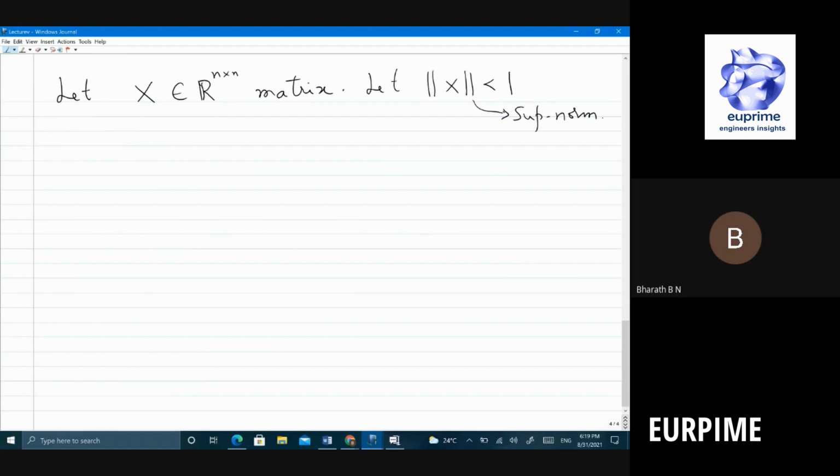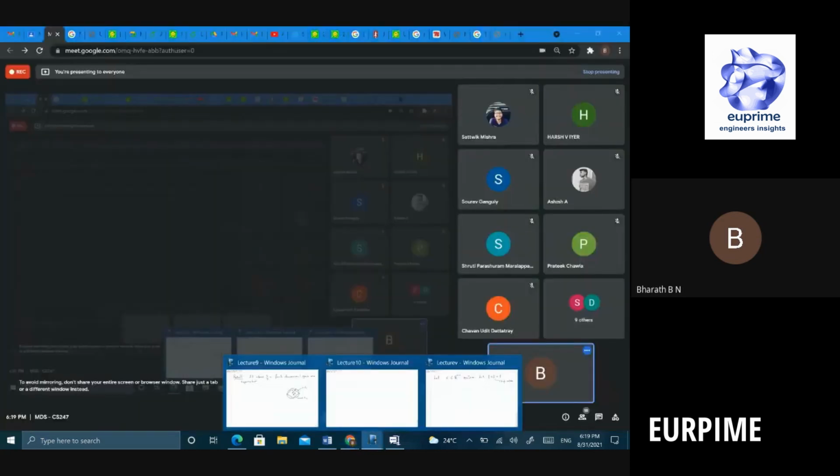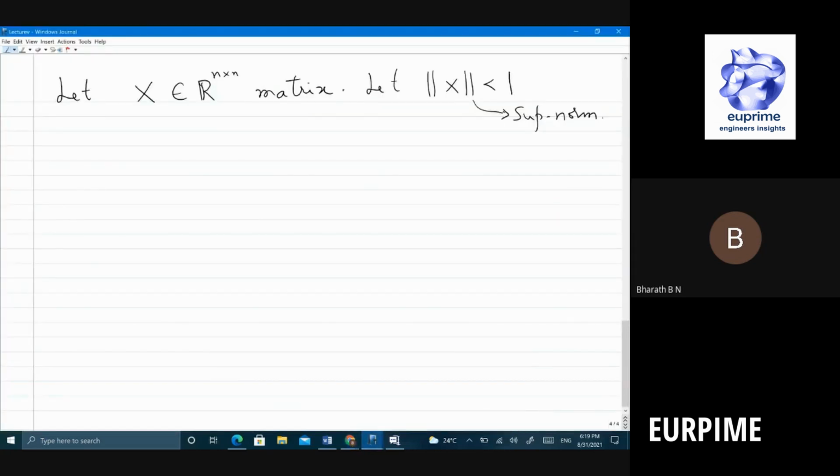What is the sup norm? It's the norm of AX, or norm of X, taking maximization over all x, right? That gives me the sup norm. Okay. Let's also add, and let me make it symmetric also for some reason. Then what can you say about I minus X? Okay, I'll leave it as a blank here.